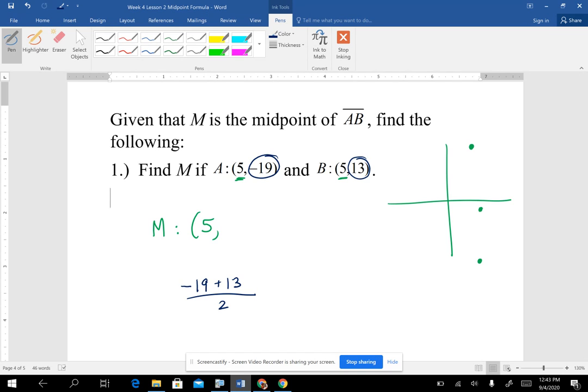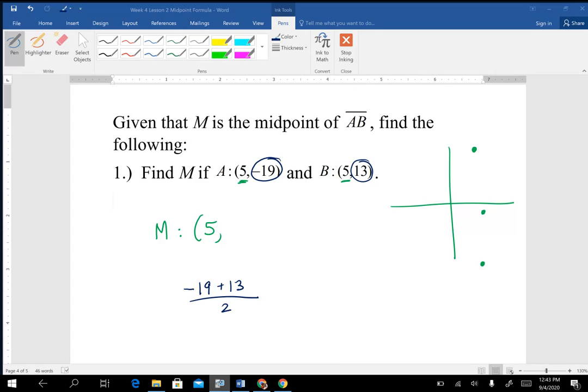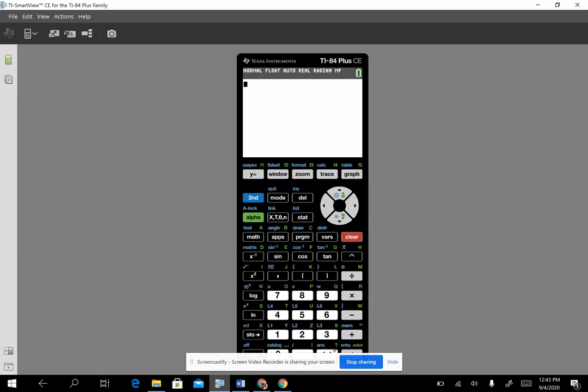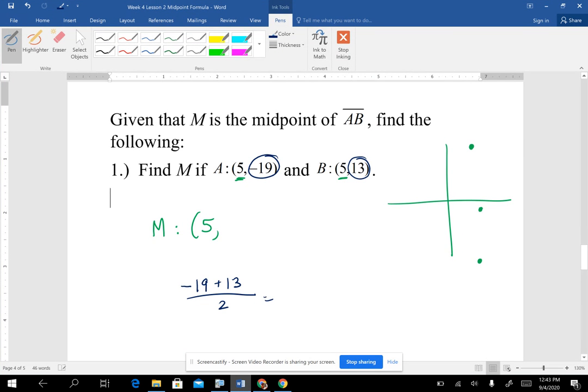If you type that into the calculator all at once, your calculator is actually going to think you're doing -19 plus 13 halves. So here's what I would recommend. I would recommend going -19 plus 13 and hitting the equal sign, then doing divided by 2. If you want to do it all in one step, you can, but you would have to put parentheses around the -19 and the 13. So -19 plus 13 is -6, and you divide that by 2 and you get -3.